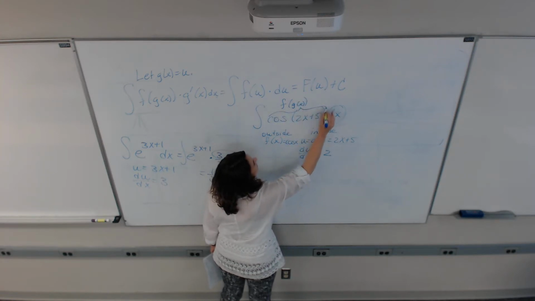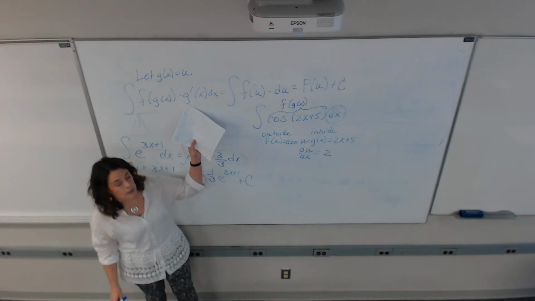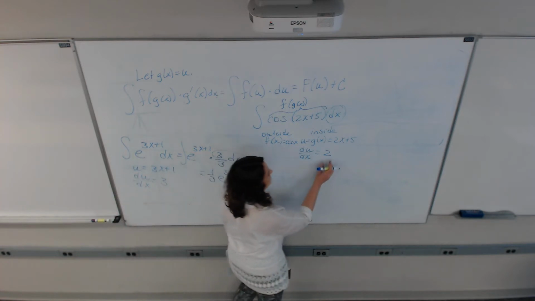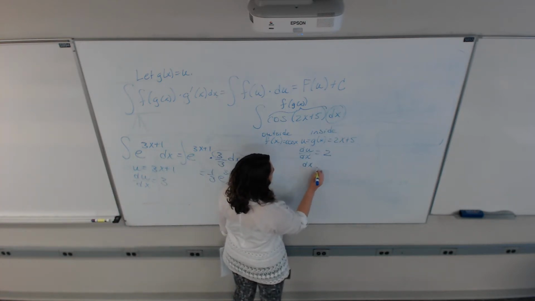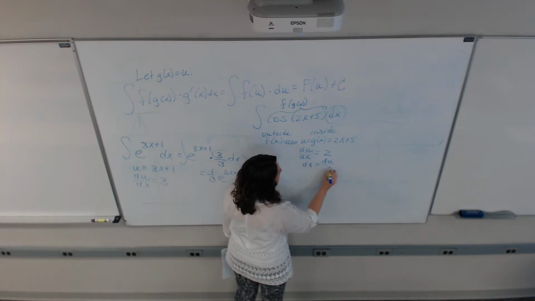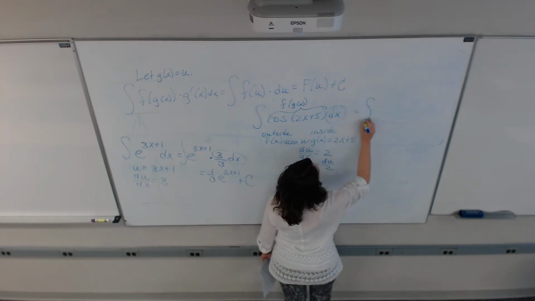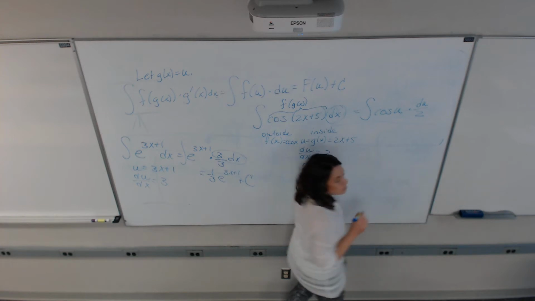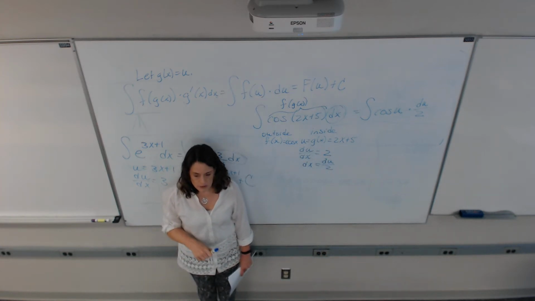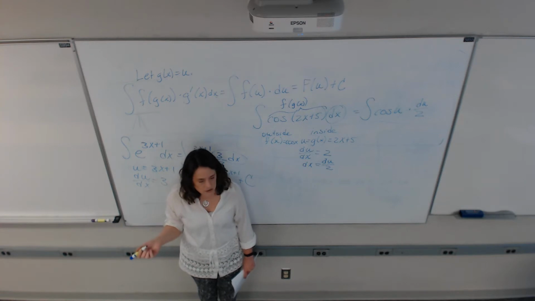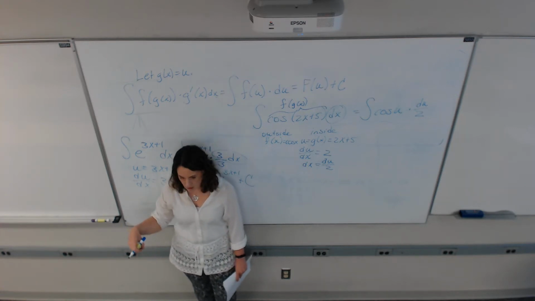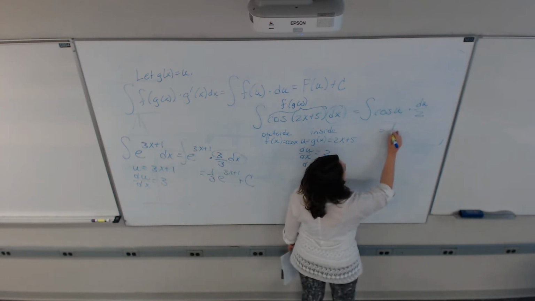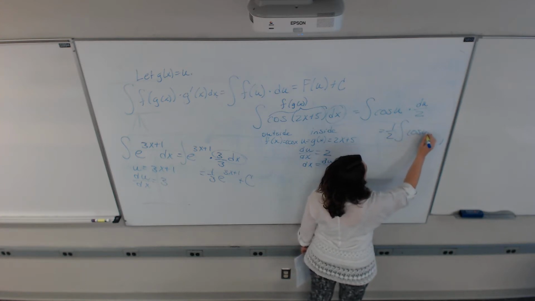This part right here, that's my f of g of x. I'm missing my g prime of x. I do not have it. I need to put it in. So I'm going to solve for dx, which basically becomes du divided by 2. So this becomes the integral of the cosine of u times du divided by 2. Where does the 2 go? Pull it to the outside. In derivatives, we didn't do this very often, pulling that constant out, but in integration, you do it all the time. It's much simpler to get the constant outside. So we have 1/2 the integral of cosine of u du.